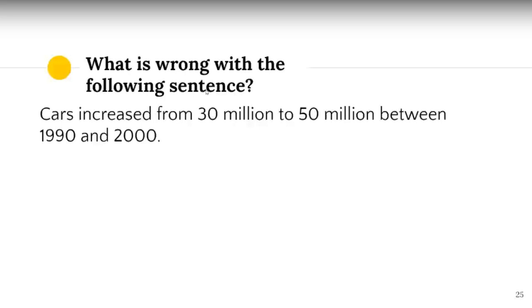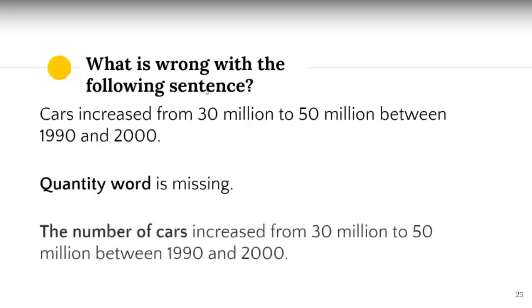So you should never say just cars itself or people itself. You should always use a quantity word, okay? So you should never say cars increased. Instead, you should say the number of cars increased from 30 million to 50 million between 1990 and 2000. This is a very common mistake among IELTS candidates. So just bear in mind. Another thing is we use amount.